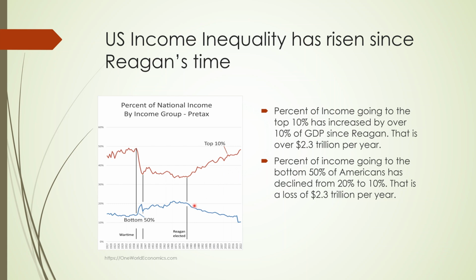Meanwhile, the bottom 50% had about 20% of national income back in Reagan's day, and now they have about 10% of national income. So again, that fell by like $2 trillion plus. Now again, that's pre-tax.